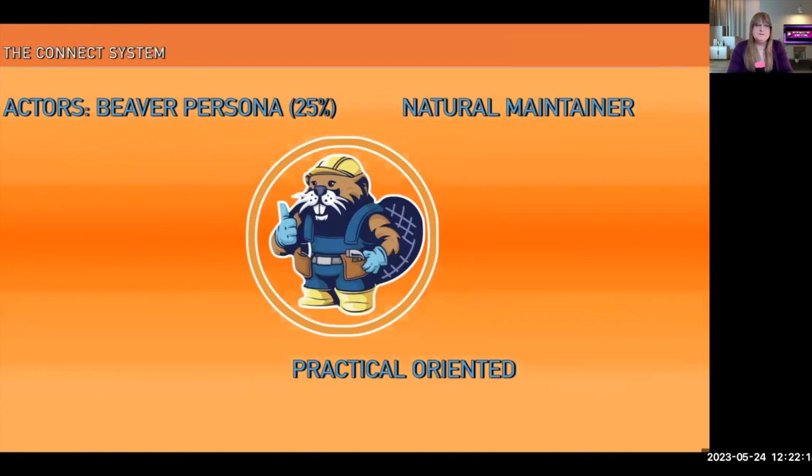So now, Beaver Persona: 25% of people are Beaver Persona. If you're trying to reach out to the general population as far as marketing or sales, then a Beaver Persona and a Collie Persona are the 2 ways to go, because they're the most popular. They're the ones that most people tend to use most of the time in the general population. So you hit those 2 and you're over 50% right there. The beavers are natural maintainers, and they're very practical oriented.